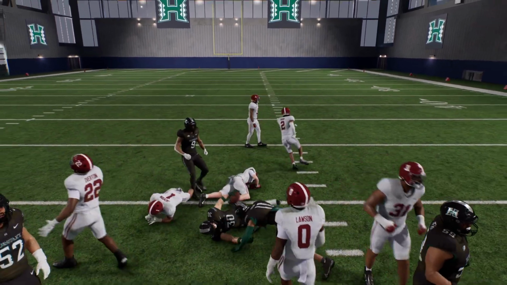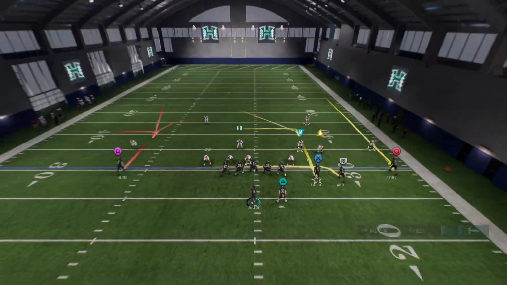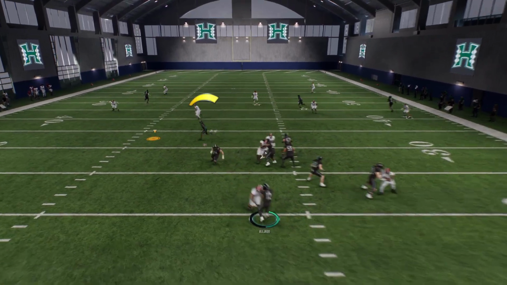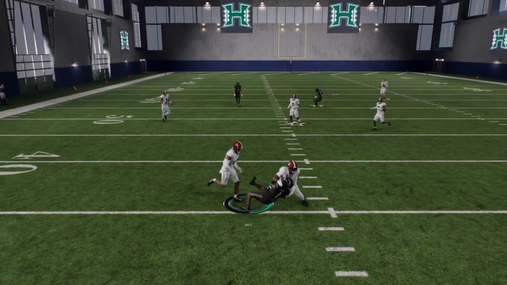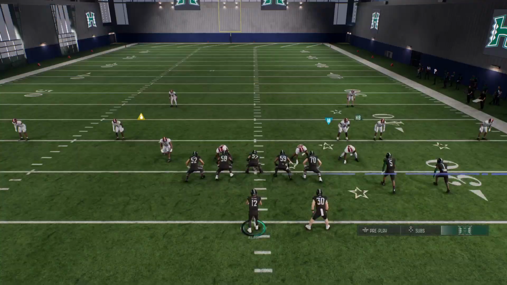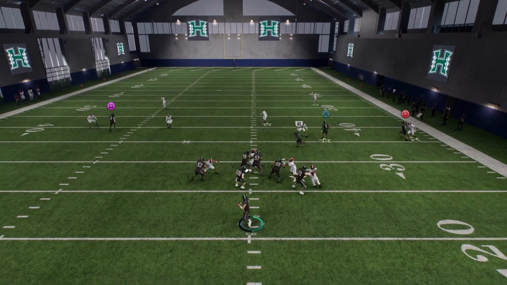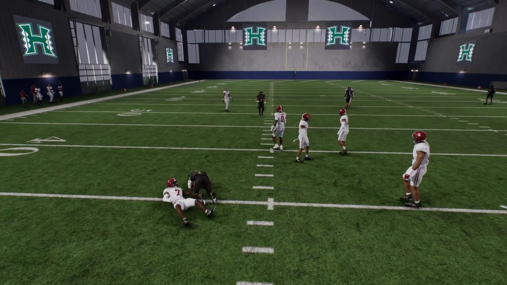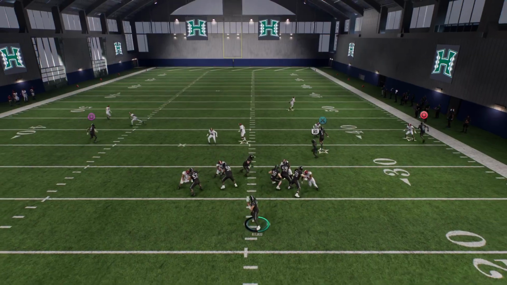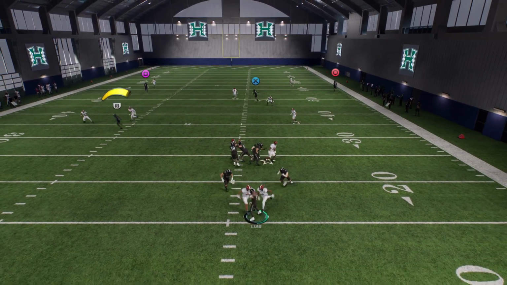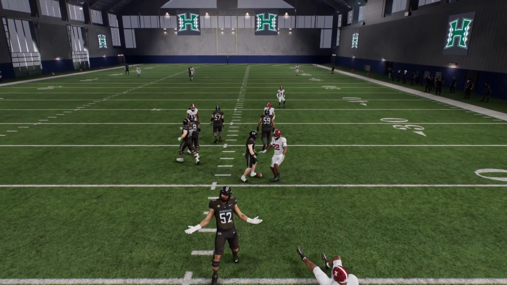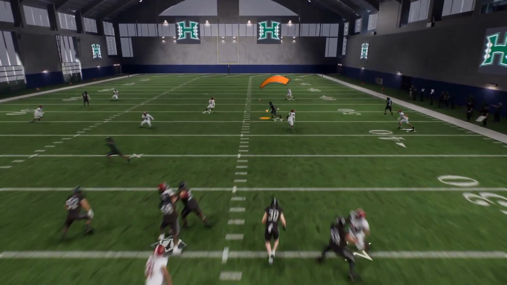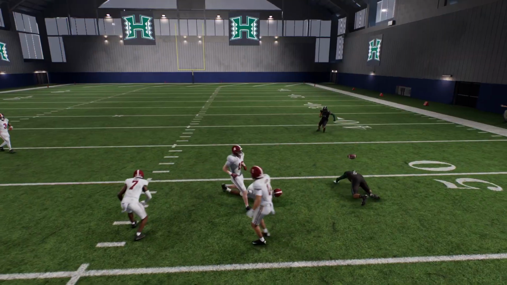You know what I'm saying? So, yeah, this is pretty much self-explanatory. I don't think it needs no further explanation when it comes to cover two in particular. This is what it is, right? You take this, you take the underneath. I wouldn't worry about the square route. Depending on who's being used, that middle linebacker. Depending on who's being used right there.